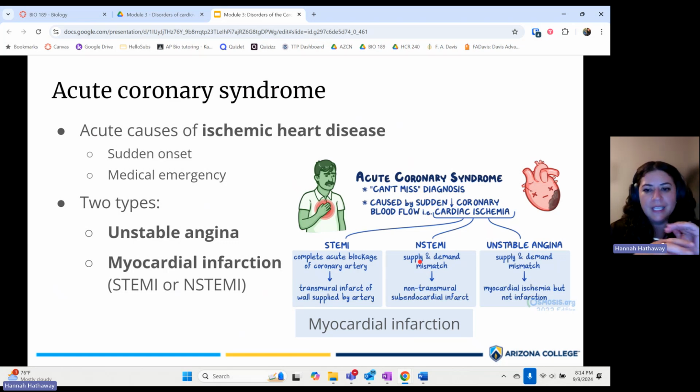So STEMI versus NSTEMI, the textbook goes into a lot of detail about how to tell the difference between the two using different markers. That is beyond the scope of what you guys need to know for the midterm. The most important thing that you know is that there are two types of acute coronary syndrome, and that is unstable angina and myocardial infarction.